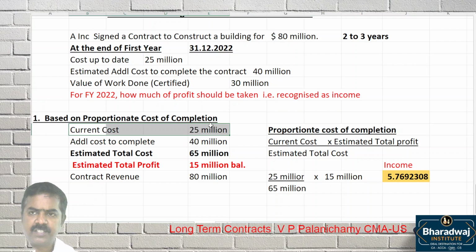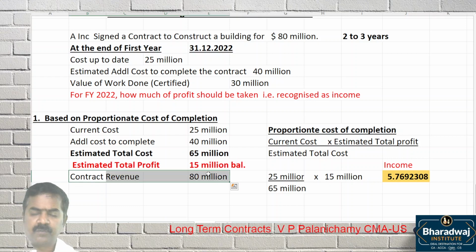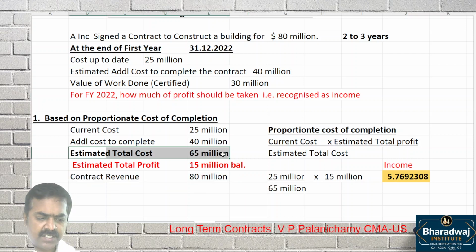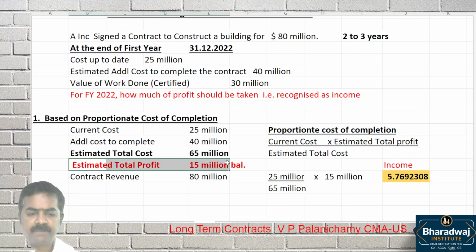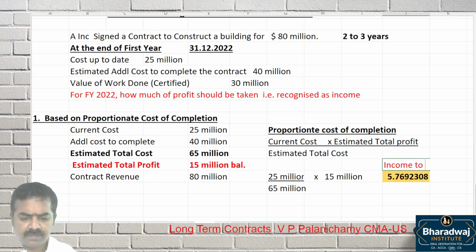So current cost we spent 25 million, additional cost 40 million, total cost is how much? 65 million. Okay, if we complete the work as of now, what is the estimated total profit? 80 million work is over now. Cost is 65 million. What is the profit? 15 million. So 25 million out of 65 million work is complete into 15 million. This is the income to be recognized, or you can say profit to be recognized. Take up this first.